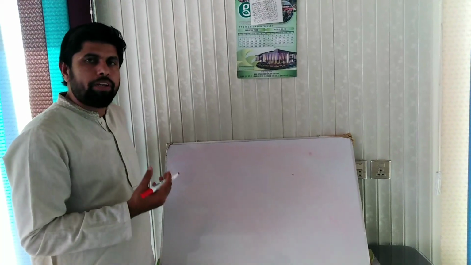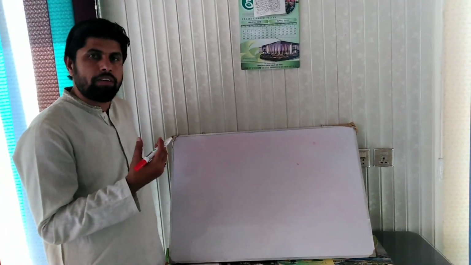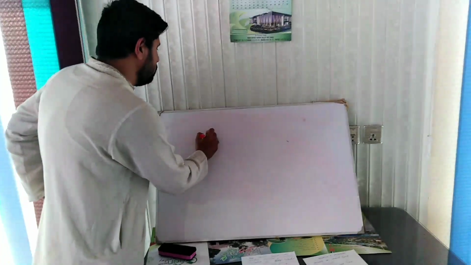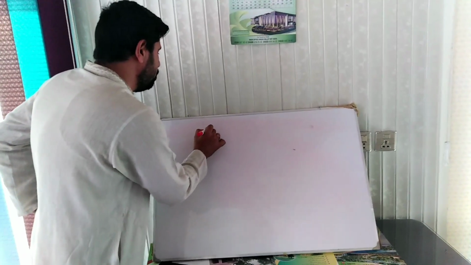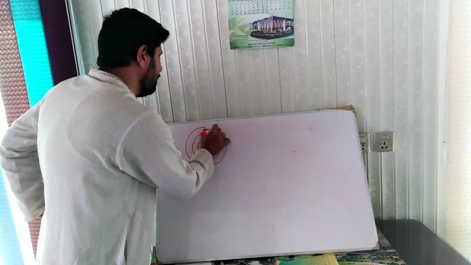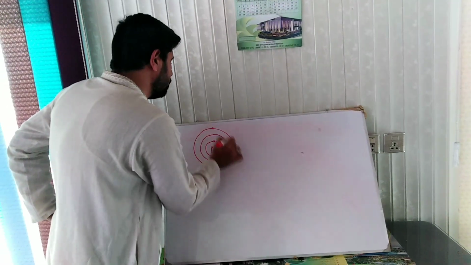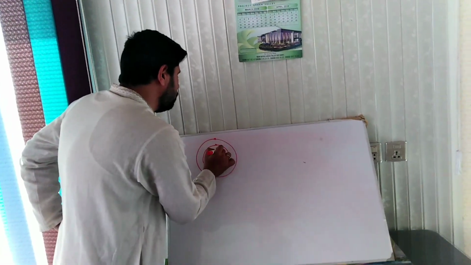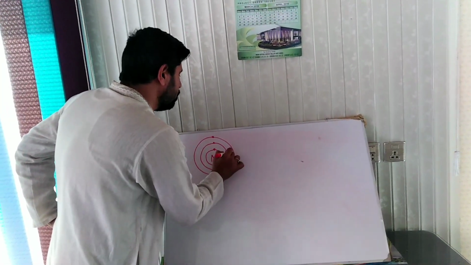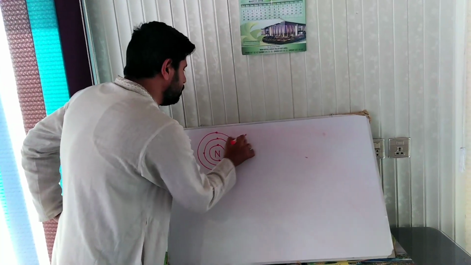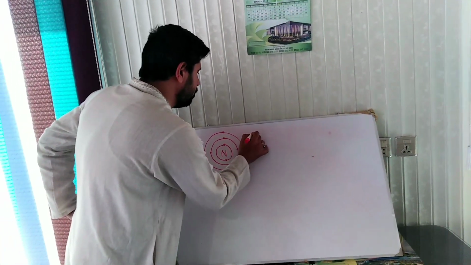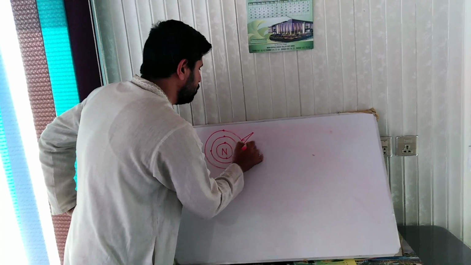Around the nucleus in a stationary state. These stationary states are called energy levels. So here we have the nucleus, and here we have stationary energy states. Electrons are revolving around the nucleus and live in stationary states. These are called stationary states.